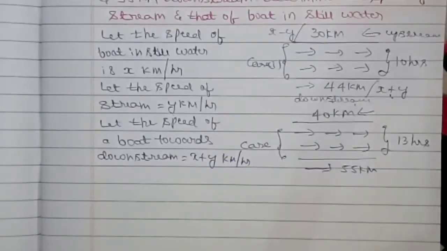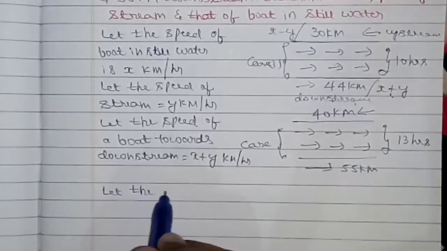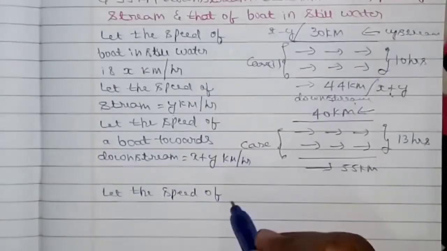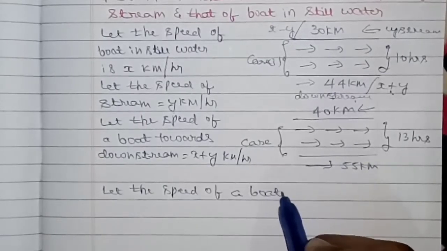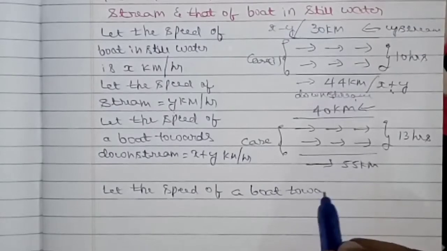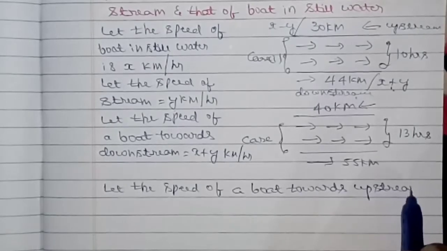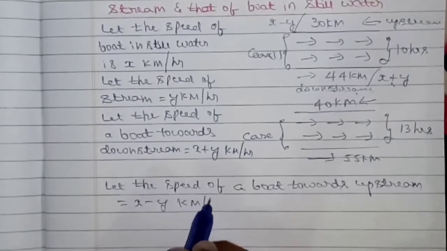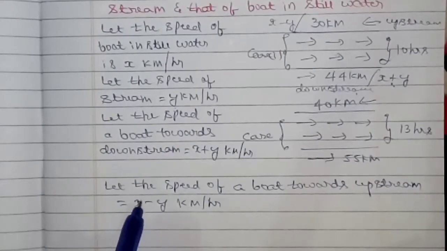Okay children, now let me write, let the speed of a boat towards upstream equal x minus y kilometer per hour. So for downstream you need to add, for the upstream you need to subtract, right children?